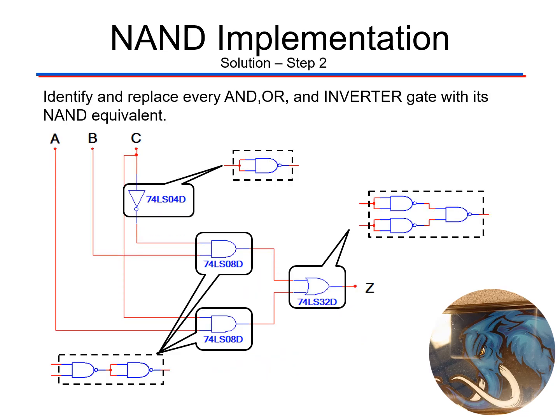So that's what we're doing. We're swapping every gate for the NAND equivalents of that gate. So this one becomes an inverter with NANDs. This one becomes an AND gate, which is down here. This one becomes an AND gate, which is down here. And then this one is your OR gate, which becomes this.